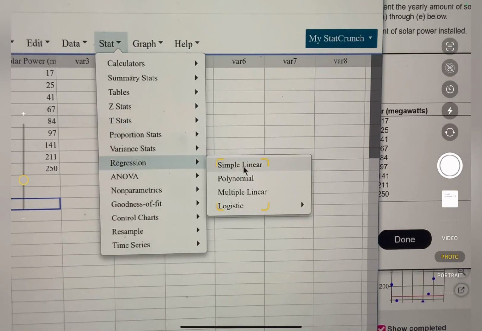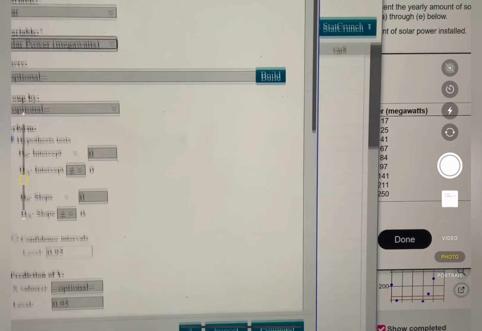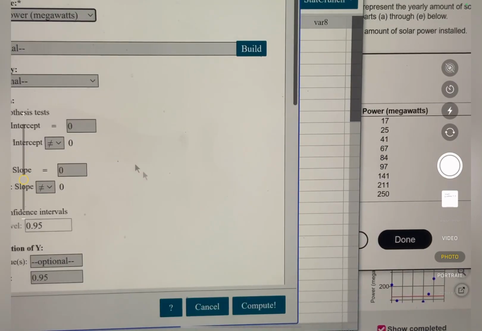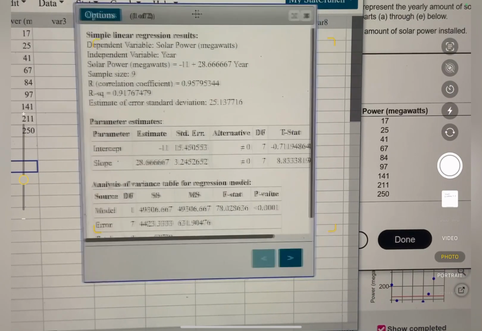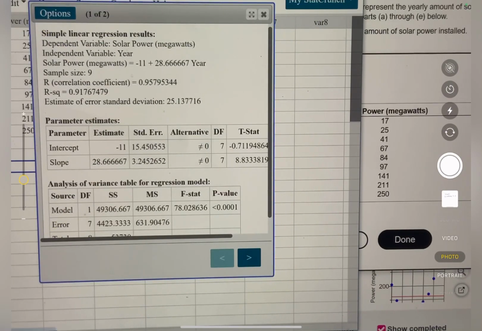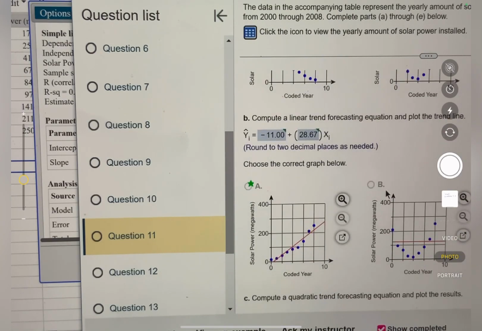Simple regression, year, solar, okay, compute. We need to get -11, right? Yes, -11 plus 28.67 X. Okay, we got it. So we need to draw the graph.